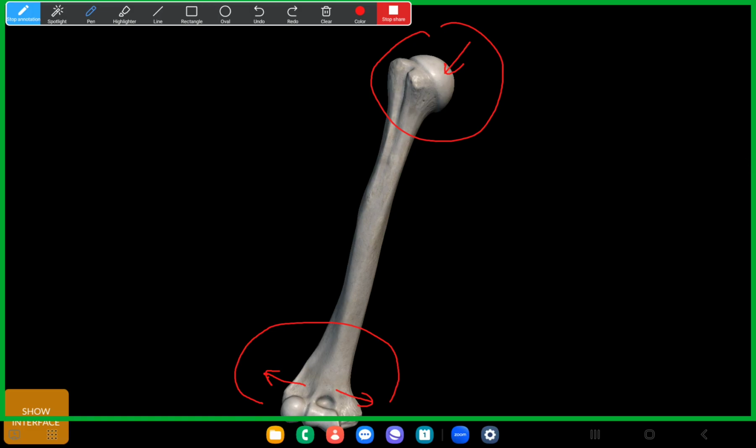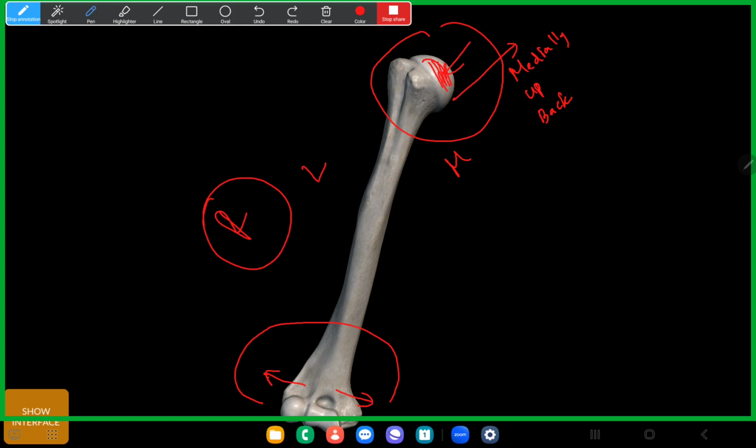Now we have to know what features belong to the medial aspect or the lateral aspect. Here, this is the head of the humerus. This head of the humerus is directed medially, upwards and backwards. So, this side is medial and this side is lateral. So, this bone belongs to the right side of the body.